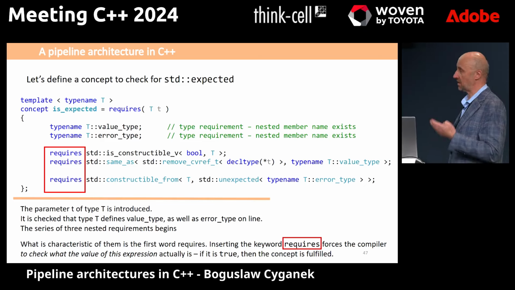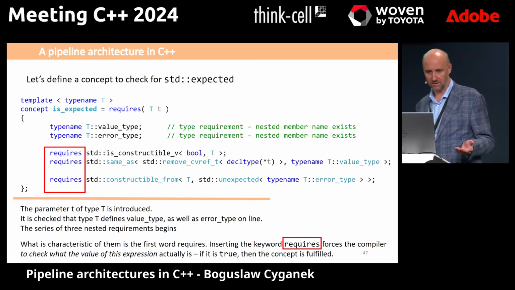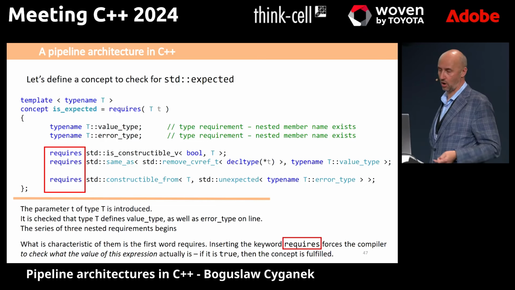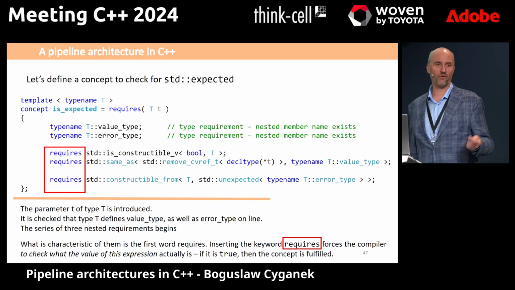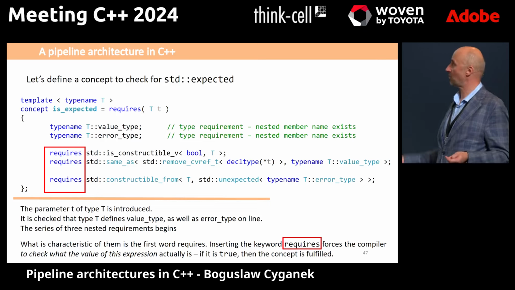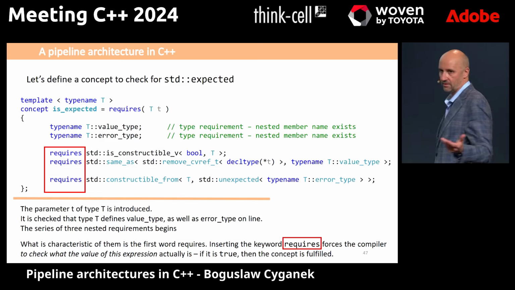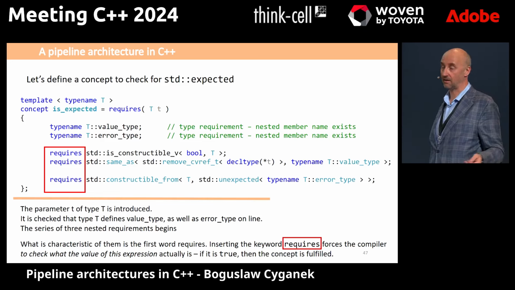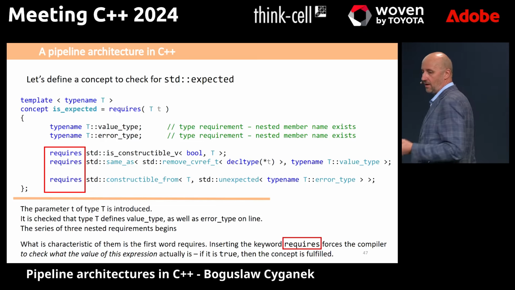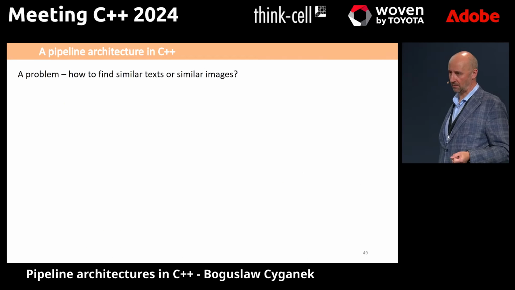What is characteristic here, as was already mentioned by other presenters during this year's meeting, is that it is interesting to observe this requires construction in this concept. It forces the compiler to check if indeed this condition is true. Otherwise, without this second requires, the compiler will be happy with the syntax. If the syntax is fine, then it is happy, but it's not checking if indeed this value evaluates to true. If you put another requires like here, it will. So, returning to the pipeline architecture.